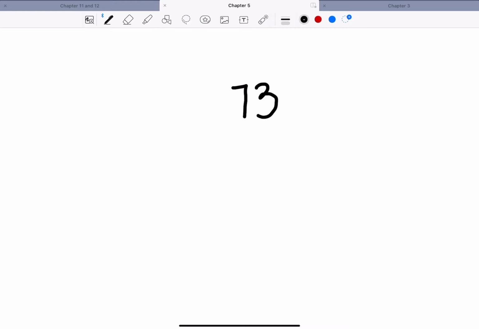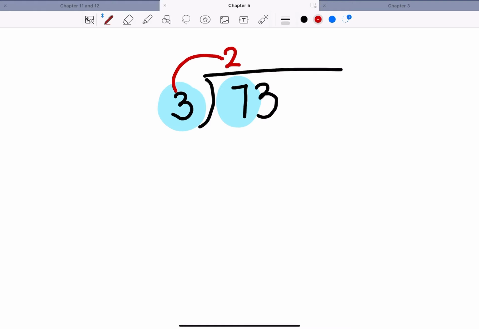So here I have the number 73. I'm dividing by 3. My first step is to see how many times 3 goes into 7, and that would be 2 times. My next step is to multiply 3 times 2, which is 6, and then the step after is to subtract. 7 minus 6 is 1.